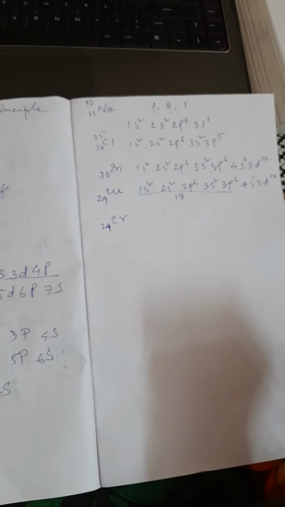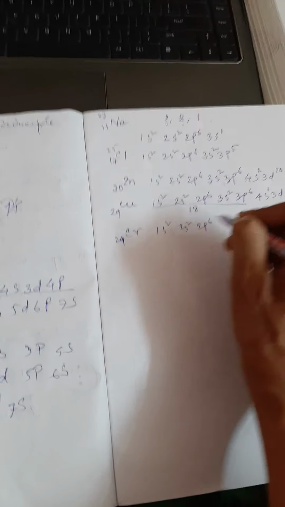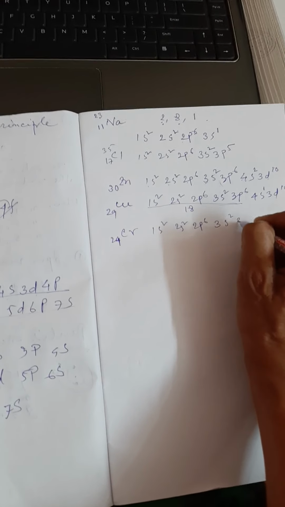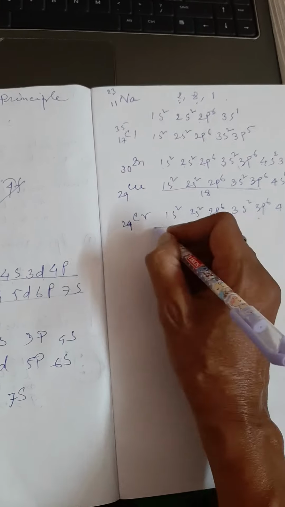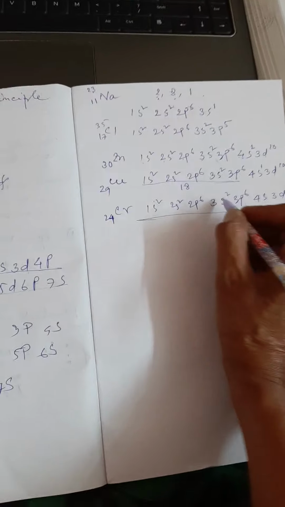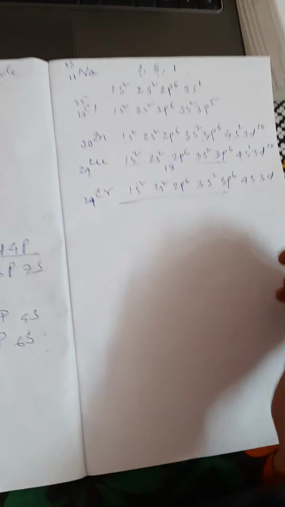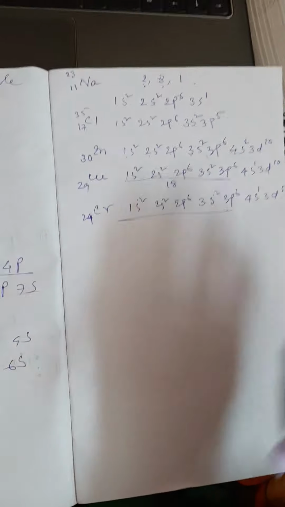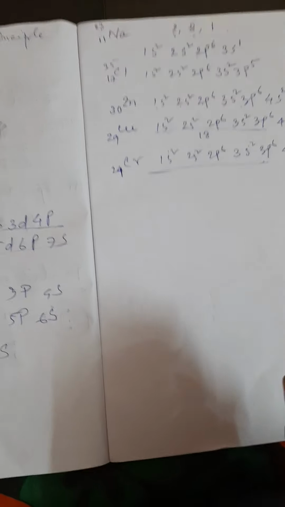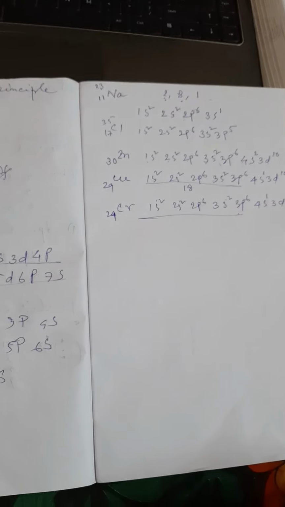Chromium 24. Who can tell? Okay, I am giving 1s2, 2s2, 2p6, 3s2, 3p6, 4s, 3d. 18 electrons. 2 plus 2, 4 plus 6, 10 plus 2, 12 plus 6, 18. You have only how many electrons left? 6 electrons. Now you need to give 5 here, 1 here. Don't give 2 here, then 4. It will be totally wrong. Okay. When further explanation comes, that time it will be clear.